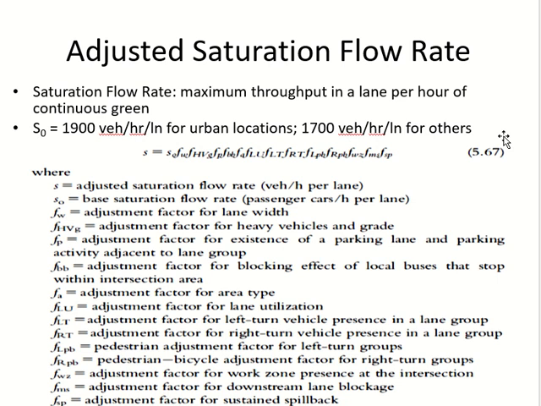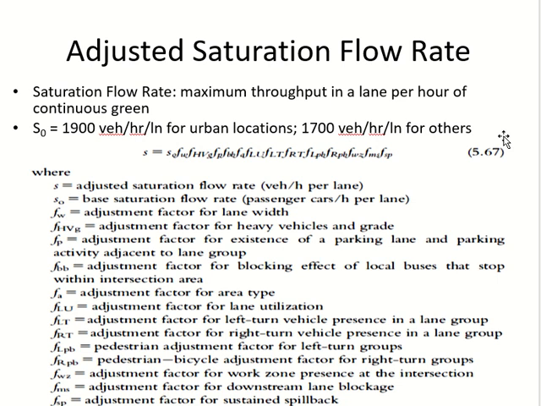Then the blocking factor for the local buses, if you have a bus stop near the intersection. Then there is a factor for area type. Area can be urban or rural, and there are adjustments for that. Adjustment factor for lane utilization. We will use it in some other question as well.